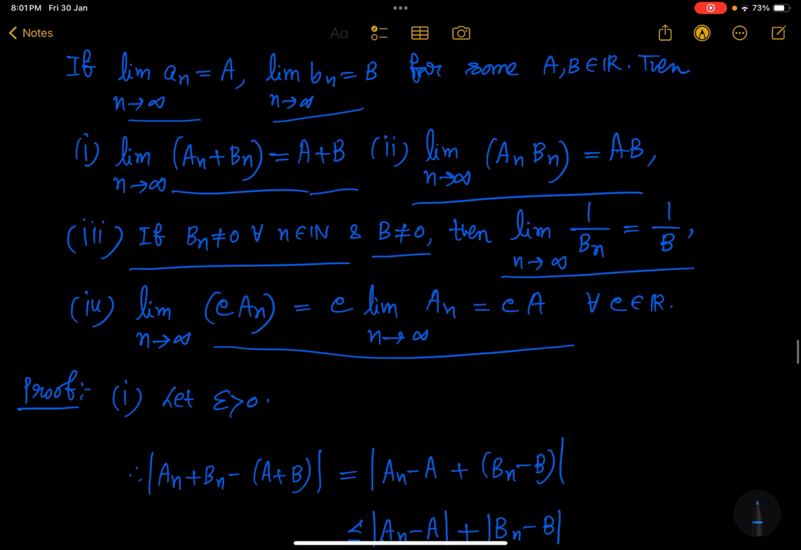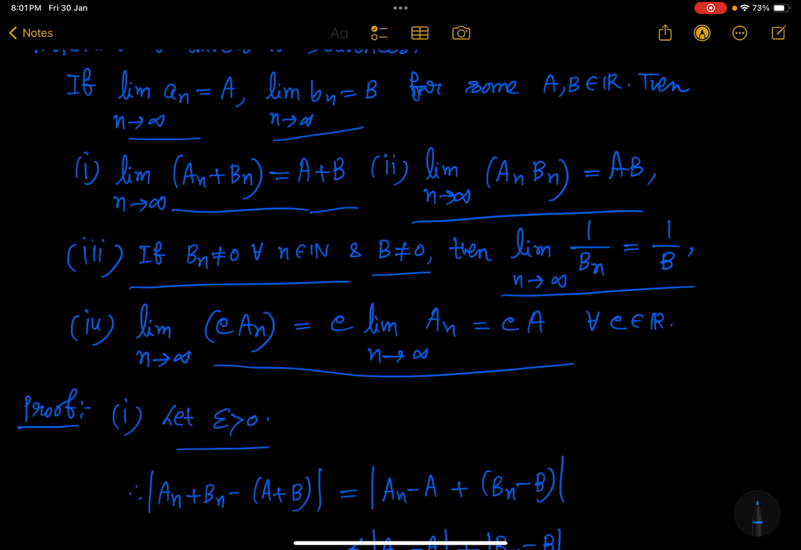Okay, if you multiply a convergent sequence by a constant, the limit of that new sequence is nothing but c times the limit of the sequence a_n. This is true for every c belonging to R. So we'll prove the first one.